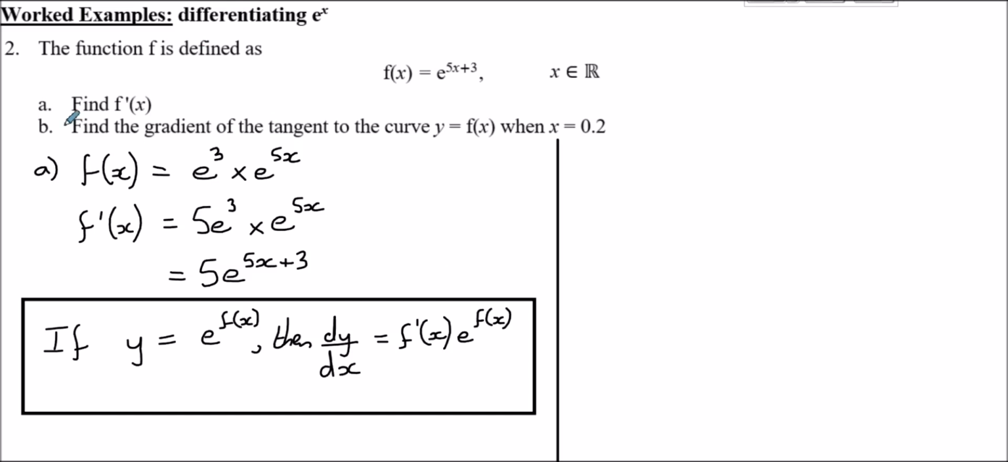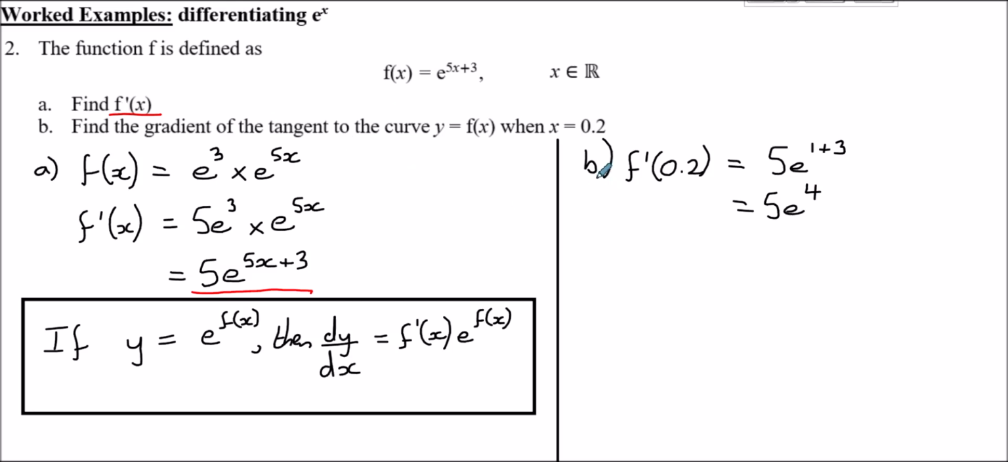Anyway, part B. Find the gradient of a tangent to the curve y equals f of x when x equals 0.2. So for part B, we're just evaluating f dashed at 0.2. So f dashed of x from before was this. So we just need to substitute in x being 0.2. So we get 5e to the power 5 times 0.2. 5 times 0.2 is just 1, plus 3, which is obviously just 5e to the 4.